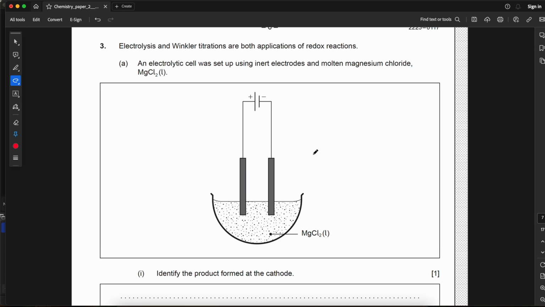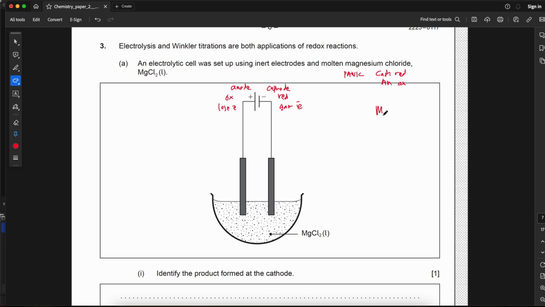Electrolysis and Winkler titrations are both applications of redox reaction. An electrolytic cell was set up using inert electrodes and molten magnesium chloride, MgCl2. Okay, for electrolysis, the plus would be the anode. So positive anode, negative cathode, and always cathode reduction, anode oxidation. Anode oxidation, lose electrons; cathode reduction, gains electrons.